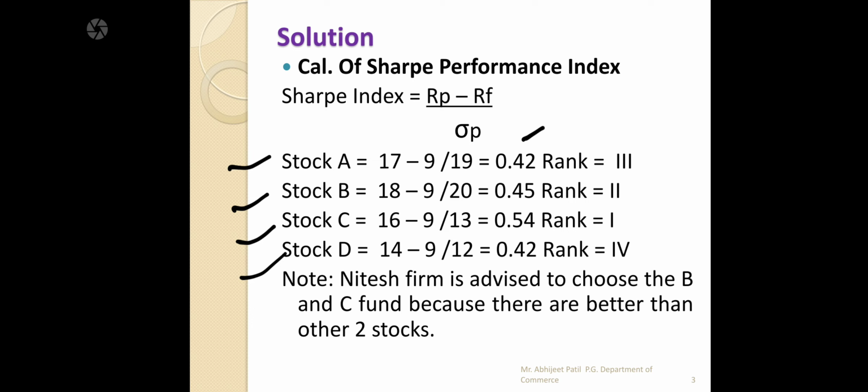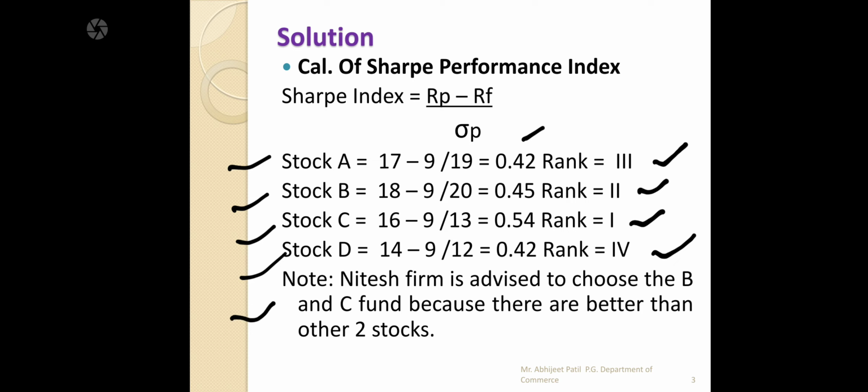Now, as a portfolio evaluation, when we go for the Sharpe performance index, we should give the rank as per the highest value. Which one is the highest? 0.54 is the highest, so we give rank 1. Then 0.45 is the next highest, so we give rank 2 for security B. Then stock A and stock D are the same, so you can give the ranks randomly because the performance is the same: stock A the 3rd rank and stock D the 4th rank.